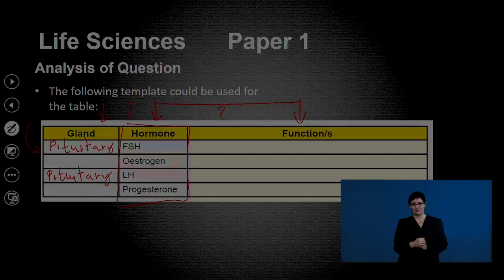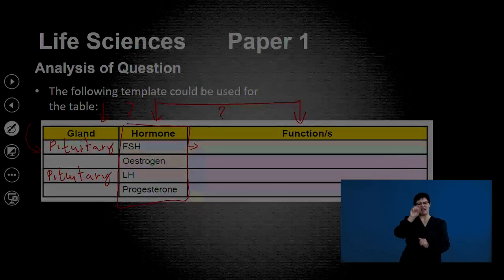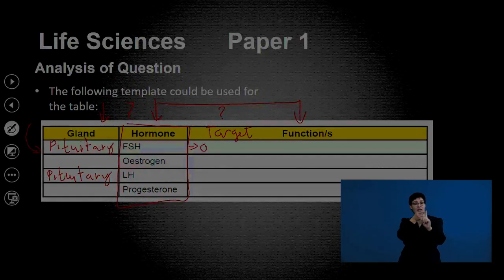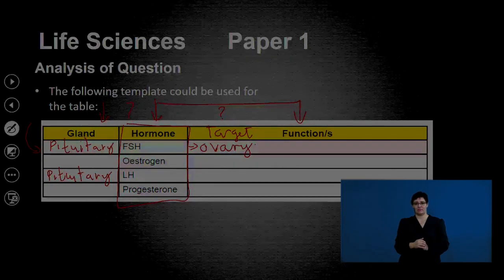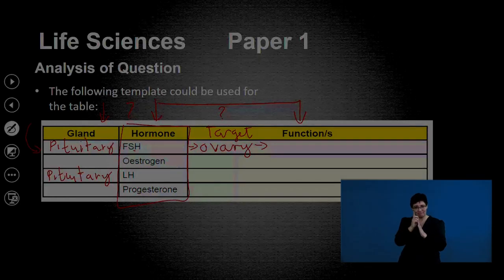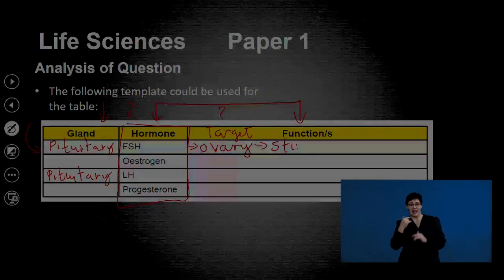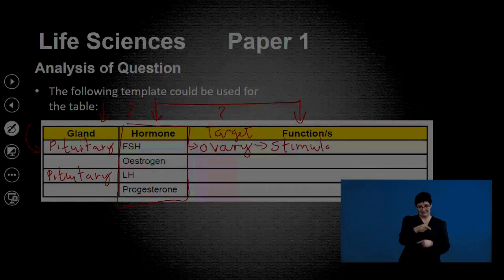Okay? Let's look at the function of FSH. So FSH targets, let's identify the target of this gland. So it targets the ovaries. Okay? And its function is to stimulate the development of the follicle. So if we go back to the name of the hormone, it's called follicle stimulating hormone. So it's going to stimulate the development of a follicle, which is essentially the development of an egg.